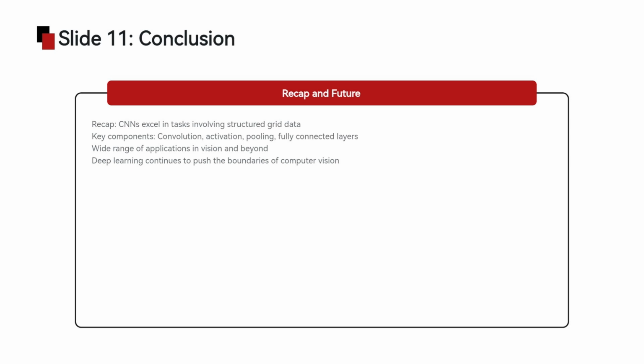With their wide range of applications in fields like computer vision, medical imaging, and even autonomous vehicles, CNNs continue to drive the advancements in deep learning. Understanding the core principles behind CNNs is essential for developing cutting-edge models in these domains. And as deep learning research progresses, we will likely see even more innovations and improvements in CNN architectures.